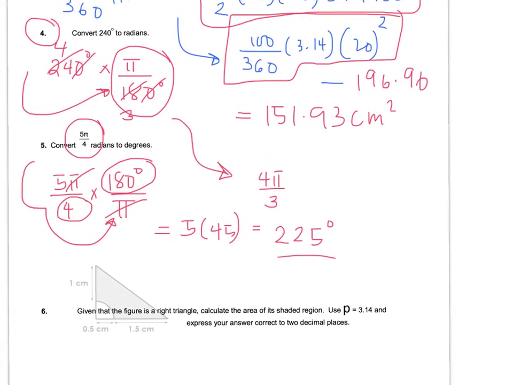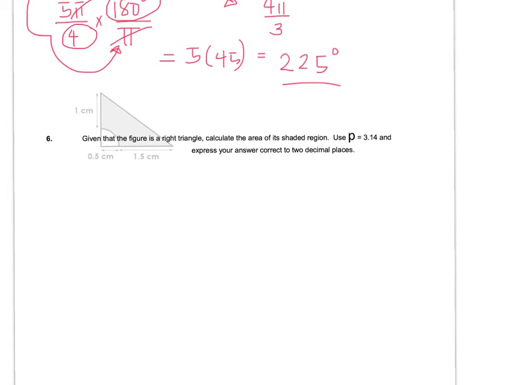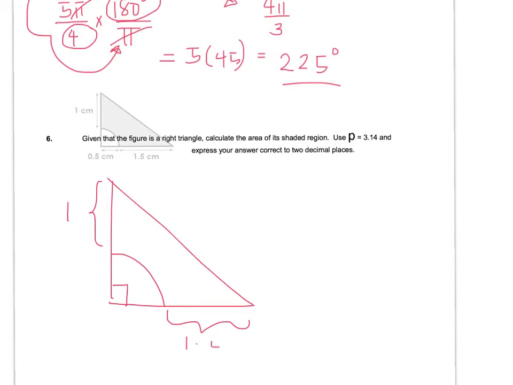Okay, moving on. So number 6, given that the figure is a right triangle, so take note, it's a right triangle, so one angle is 90 degrees. Calculate the area of the shaded region. Then express your answer correct to 2 decimal places. Let's create a copy of the triangle. So there's like a quarter of a circle because this is 90. And on top is 1. This is 1.5. And this is just 0.